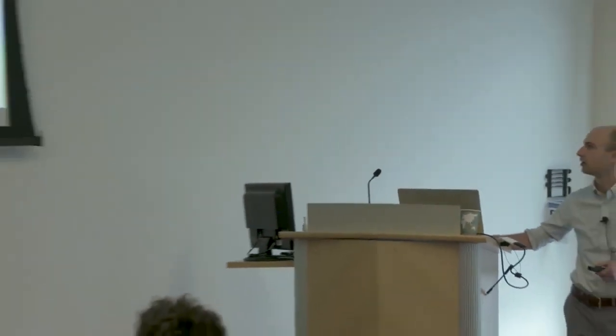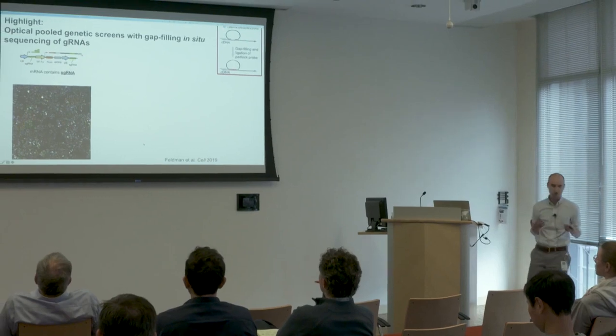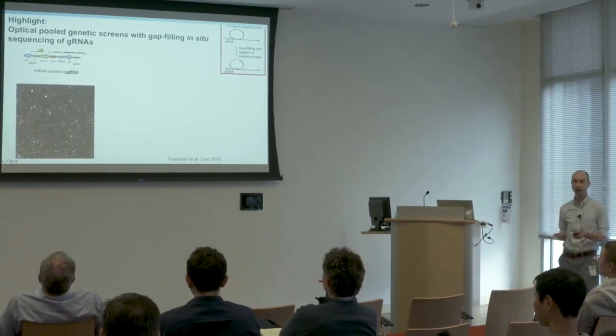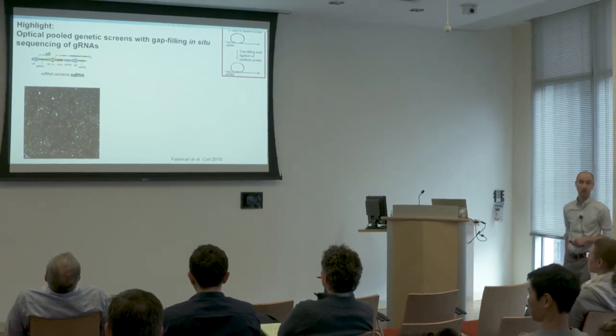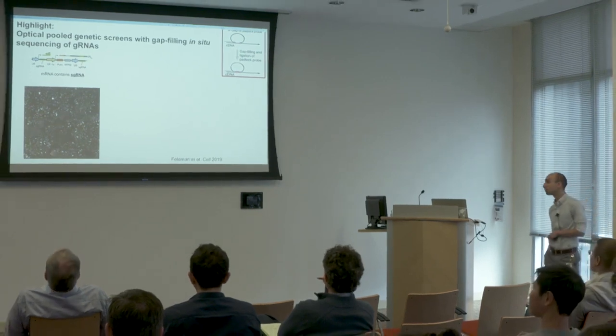I think this will play. This is from their paper. But these are HeLa cells, each expressing a single copy of a guide RNA, which you can then use to figure out what genomic perturbation you apply to this cell type.